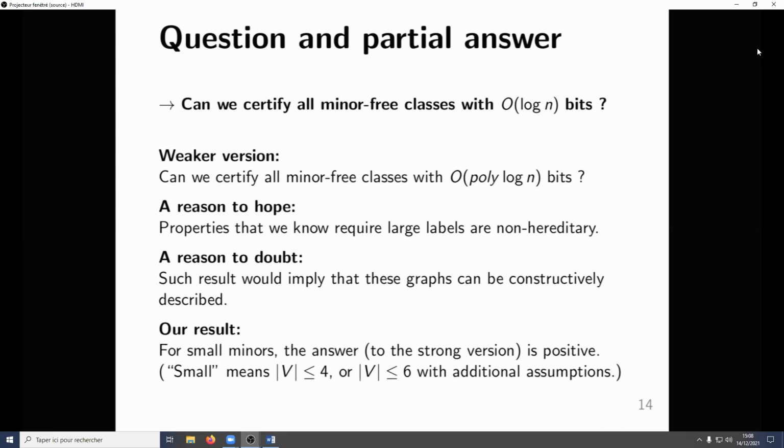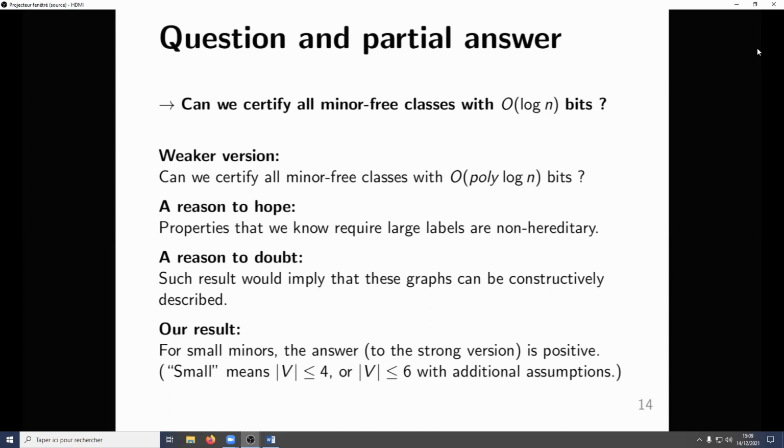And this special case is when the structures that you forbid in your graph, these minors, are small. And small means either they have fewer than 4 vertices, or slightly more, like 5 or 6, but with some additional assumption on the structure of the thing that you found. So somehow it's good news in the sense that it's a very strong conjecture and we show that it's true, let's say at the beginning.